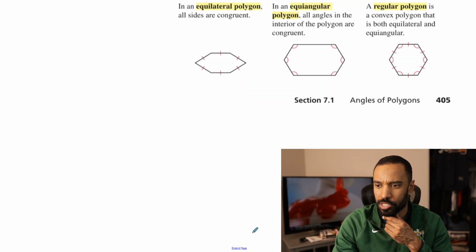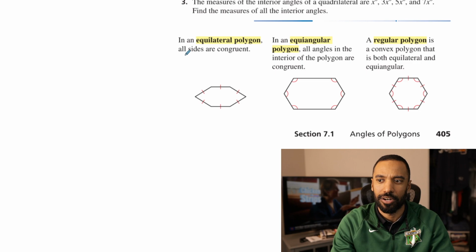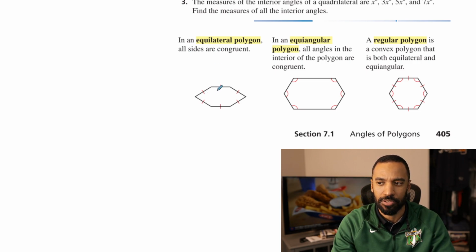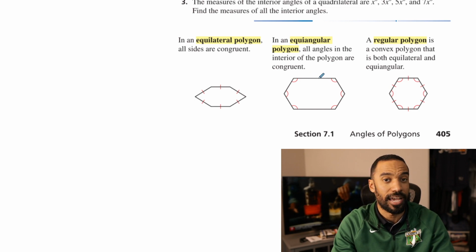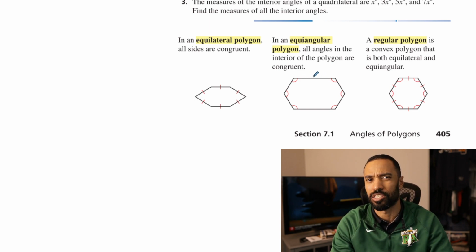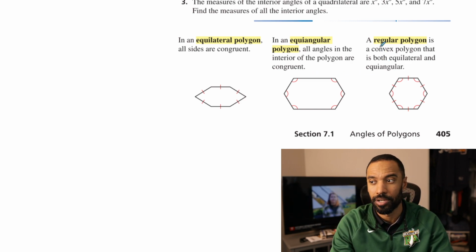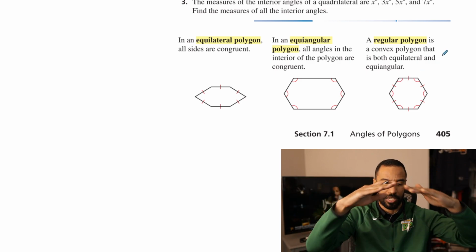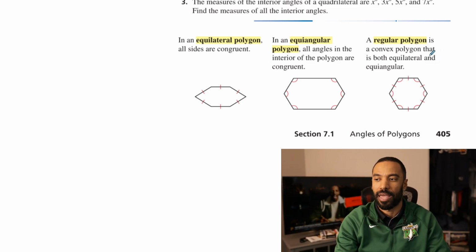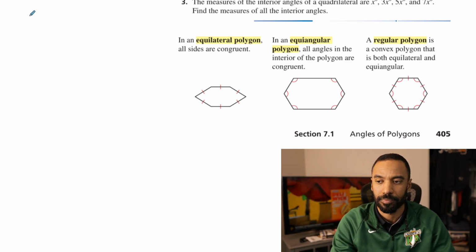Here's some notes down below. Let's see what they want to say. In an equilateral polygon, all sides are congruent. That doesn't mean the angles have to be the same. Equiangular polygon, all angles are congruent, not necessarily the sides. I think that octagon was equiangular, but it wasn't equilateral and therefore wasn't regular. A regular polygon is a convex polygon. That means the angles all kind of stick inward in that way. And then all sides and angles are congruent, both equiangular and equilateral.